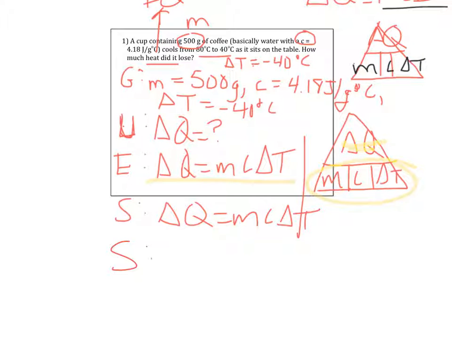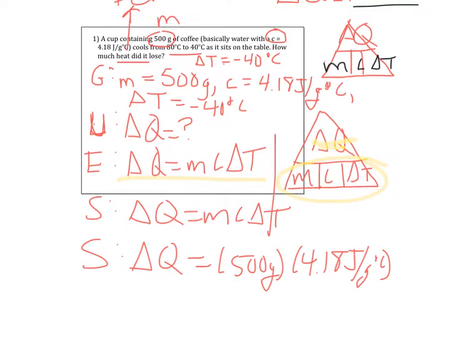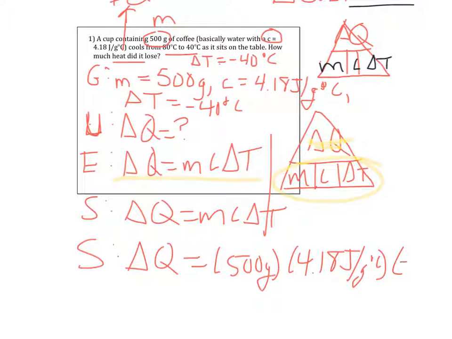So then, our solution: delta Q is equal to 500 grams times 4.18 joules per gram degrees Celsius. Let's see if it'll stay. Move it over. Oh, yay. Times negative 40 degrees Celsius. All right. So I put in my calculator, 500 times 4.18 times 40, and that's 83,600. And let's figure out what the units are.